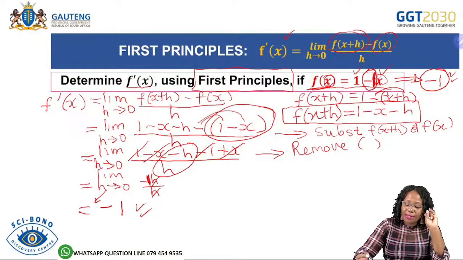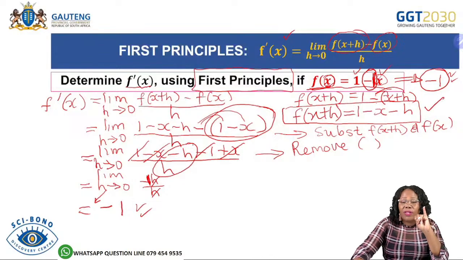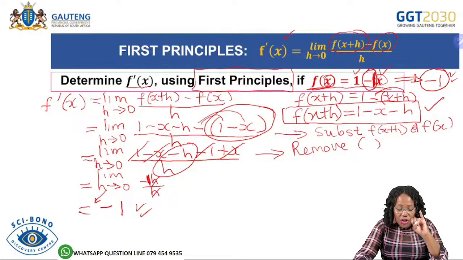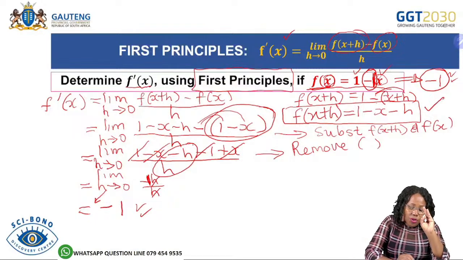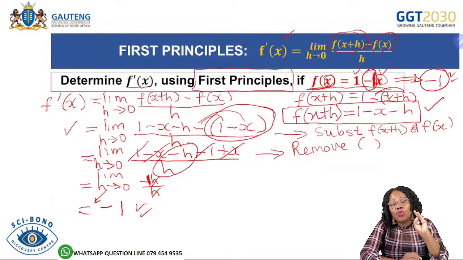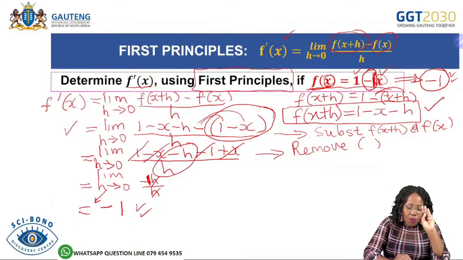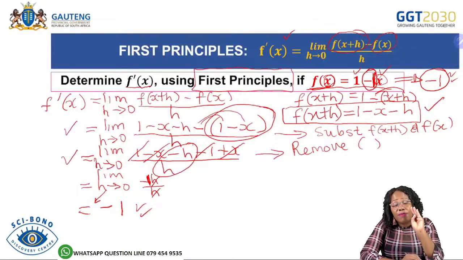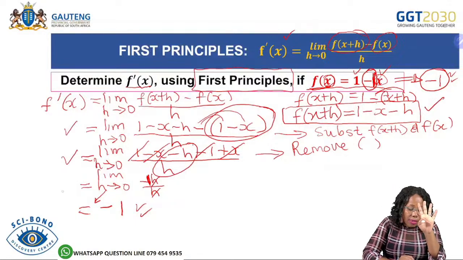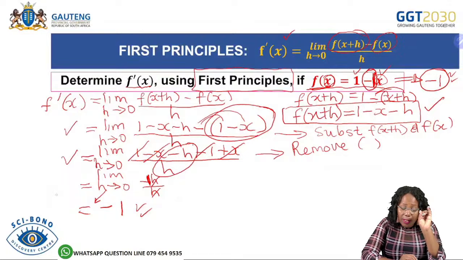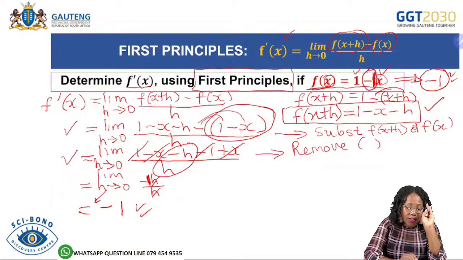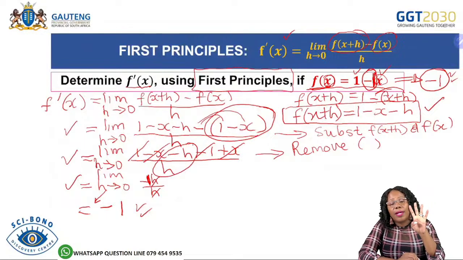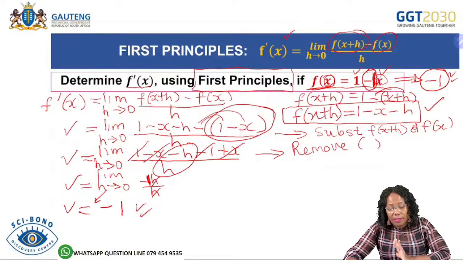So allocation of marks, the first mark will be for the correct f at x plus h. The second one will be substitution, correct substitution into the correct formula. The third mark will be on correct simplification of removing the bracket. The fourth one is for ending up with minus h over h. The last one will be for the final answer without a limit.